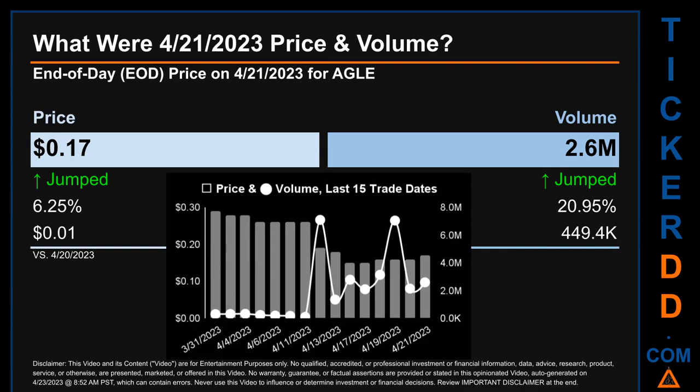The graph shows price and volume for the last 15 trade dates. Across a range of 14 cents, the max and minimum end-of-day price were respectively 0.29 and 0.15. Volume saw a range of 7 million, from a day low of 103.3 thousand to a day high of 7.1 million.